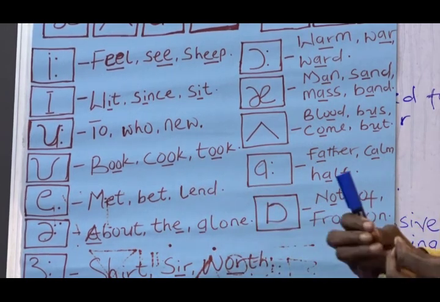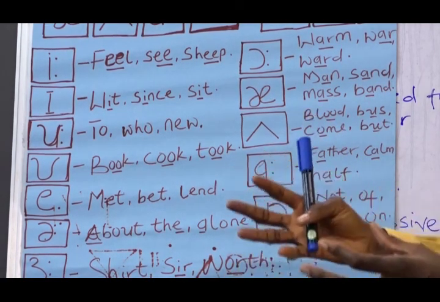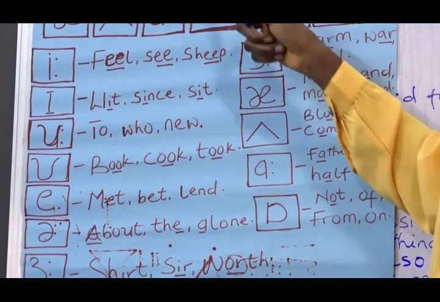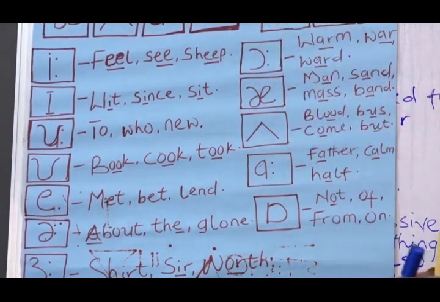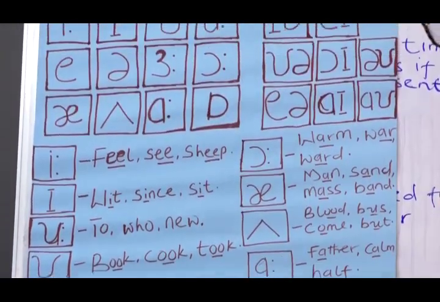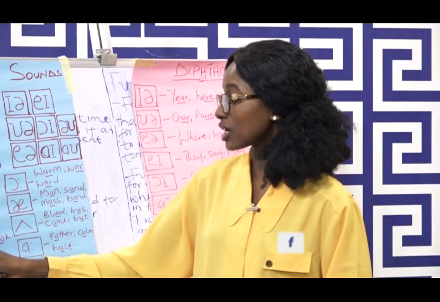Cook. She is a cook. Took. He took my pen. Now let's go to this sound, the oo sound. Oo. Oo sound. Now this is the longer version of this. And you see it in words like to.